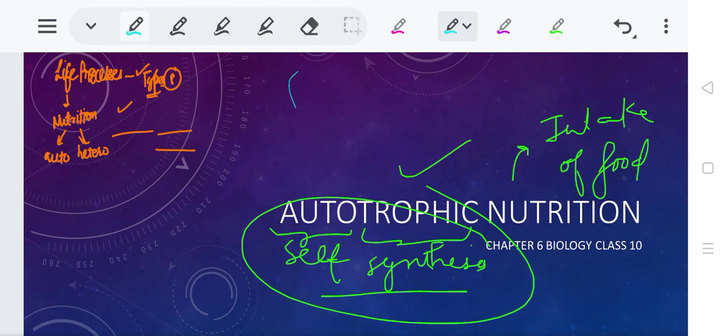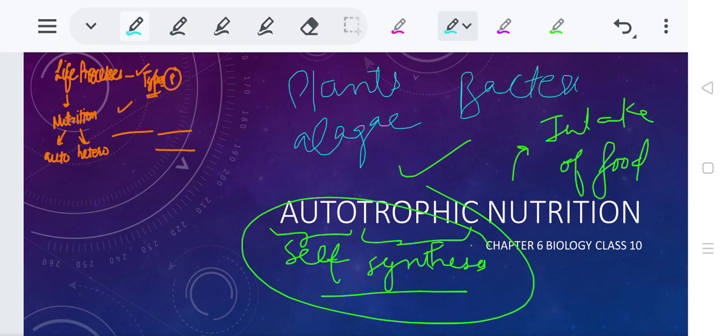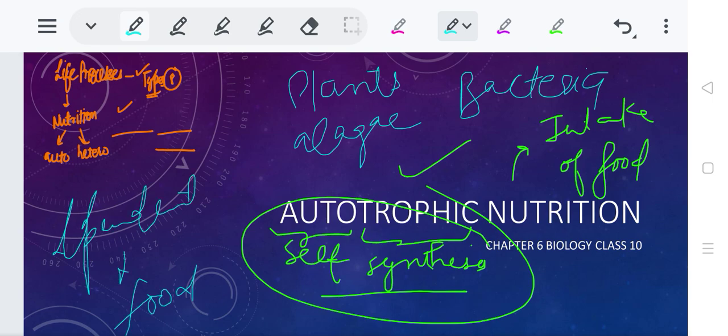In plants, plants take simple inorganic substances and convert them into their food. Plants, some algae and bacteria use these types of techniques for their food, and they are also independent. They do not depend on anyone for food requirements. We are talking about being independent of any source of food, not raw material. Clear? So this is autotrophic nutrition.